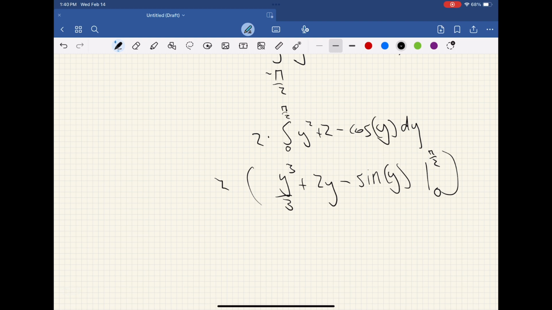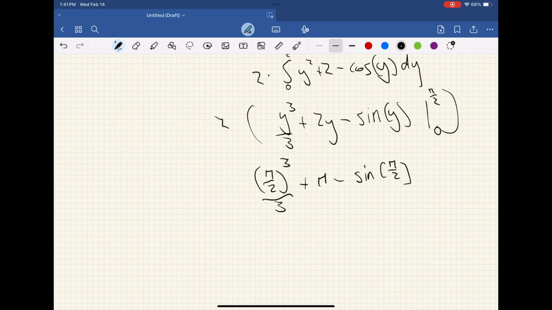So what we have here is pi over 2 cubed over 3 plus 2 times pi over 2, so that's just pi, minus sine pi over 2. So the y and the 2y will just cancel out. And so we're going to be subtracting negative sine of 0. So negative minus negative is positive. So plus sine of 0, which is 1. And we're going to be multiplying this whole thing by 2.